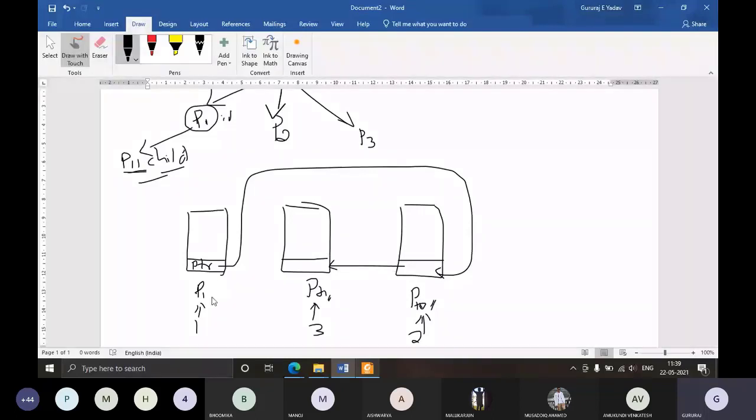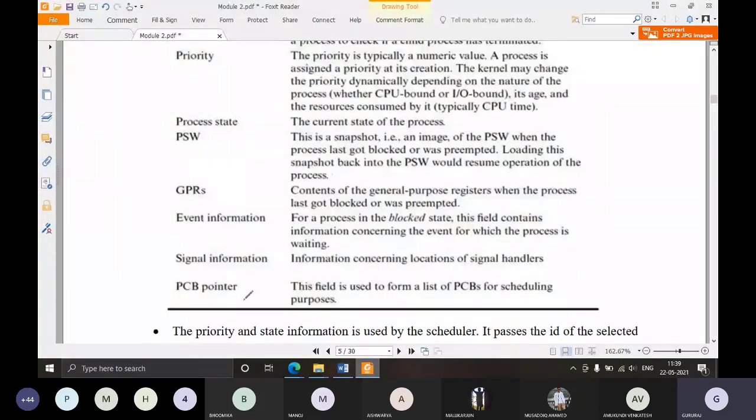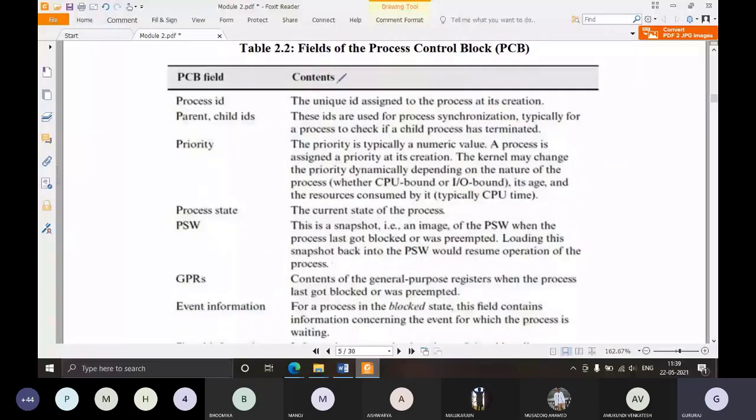So after P1, the next in the list is P10, so there is a connection from this pointer field to the P10 pointer field. From the P10 pointer field, there is a connection to the next in the list, which is P4. Right? And after P4, there is nothing. There is no other process waiting, so there is no connection from P4 to a next PCB. So this is why the PCB pointer field is used. It will store the address of the next PCB in the list for utilizing the CPU.